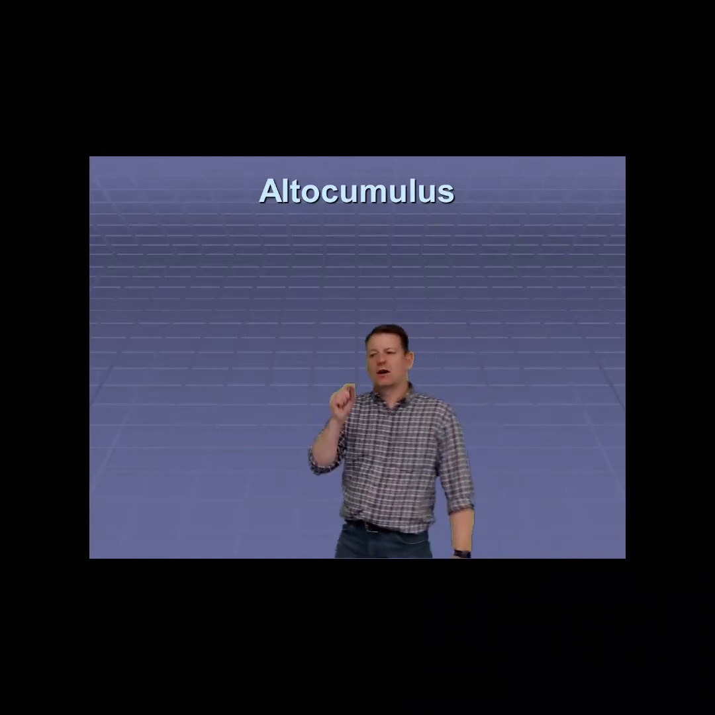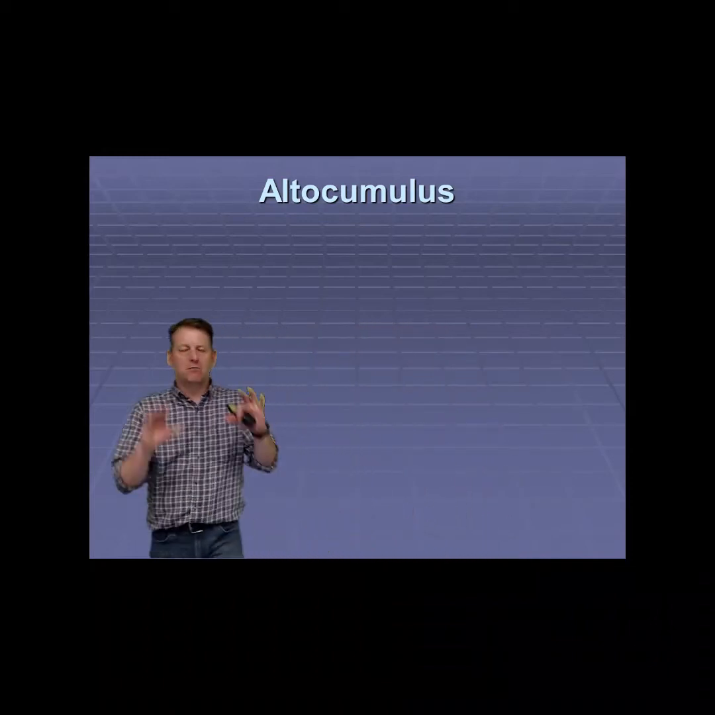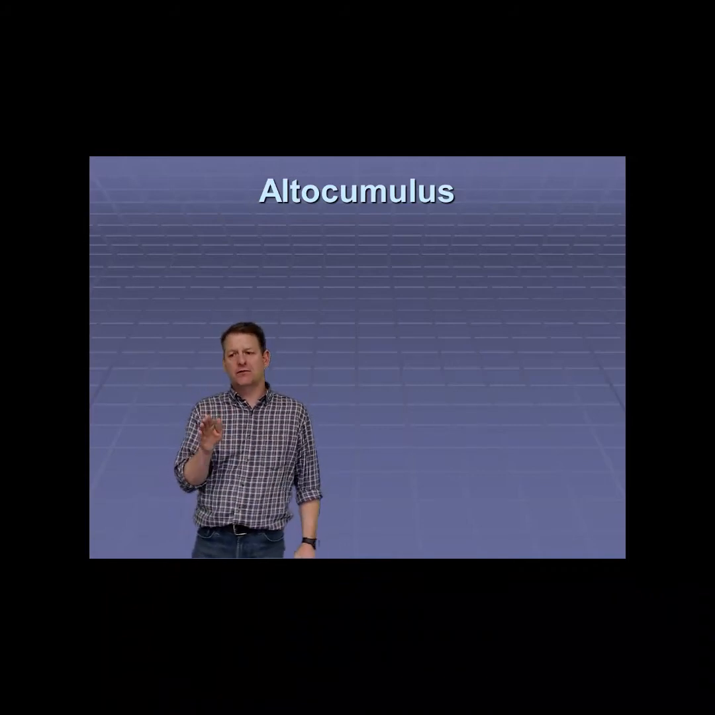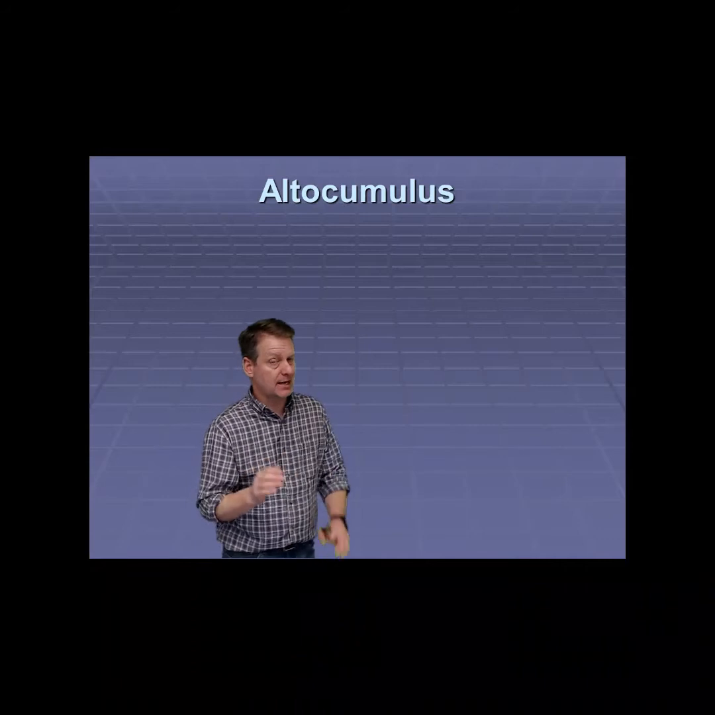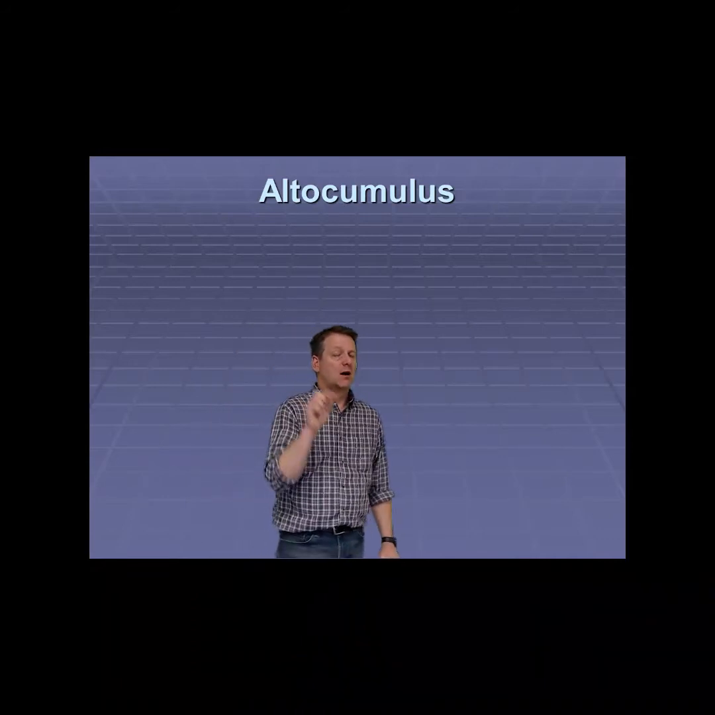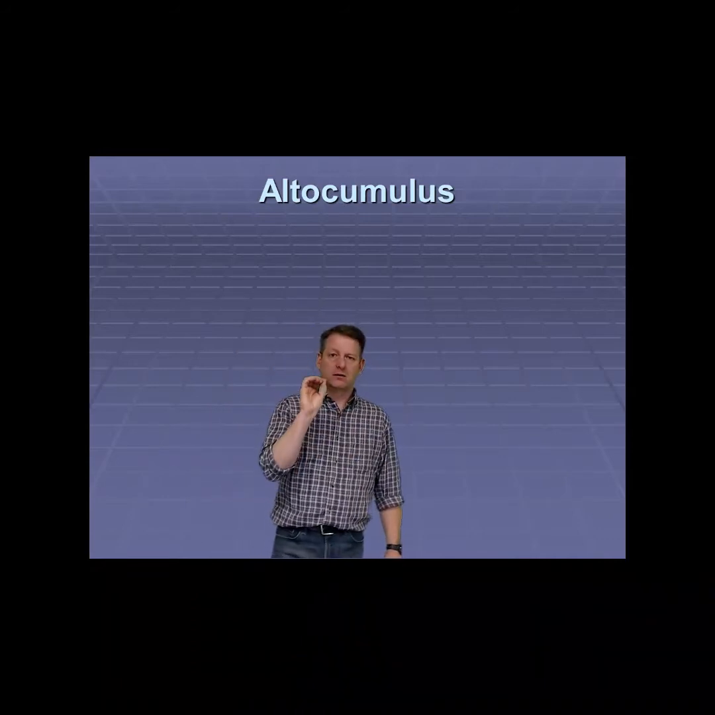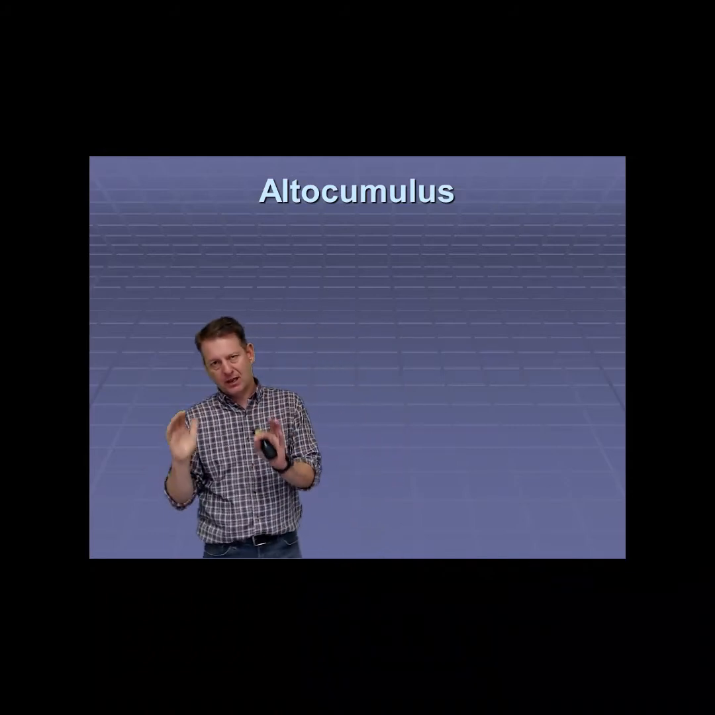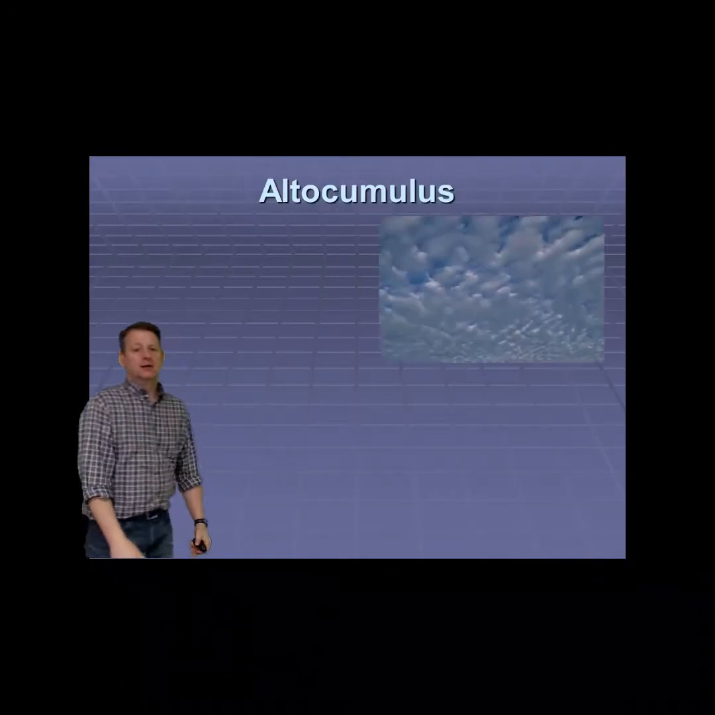Altocumulus. So our alto cloud means that we have a middle cloud between 6,000 and 20,000 feet. And cumulus, if you remember what the word cumulus is, that's the shape. So we have a middle cloud between 6,000 and 20,000 feet, and it has a puffy appearance to it. So let's take a look at this.